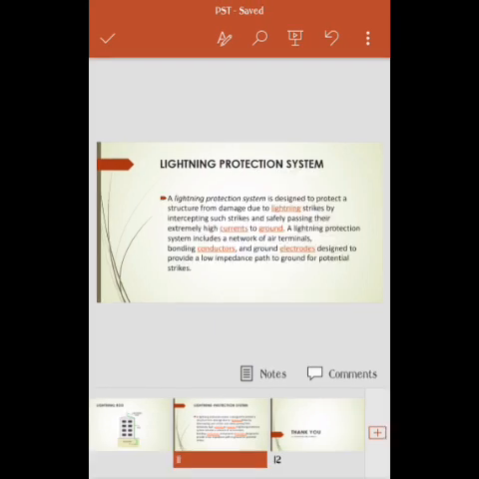A lightning protection system is designed to protect a structure from damage due to lightning strikes by intercepting such strikes and safely passing their extremely high current to ground. A lightning protection system includes a network of air terminals, bonding conductors, and ground electrodes designed to provide a low impedance path to ground for potential strikes.